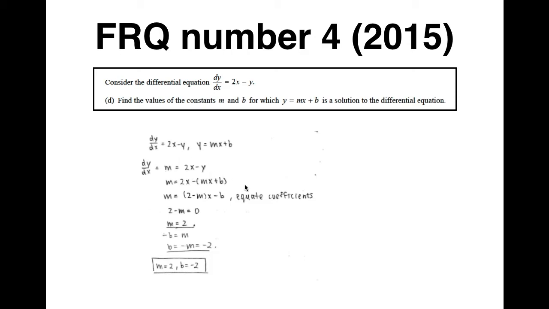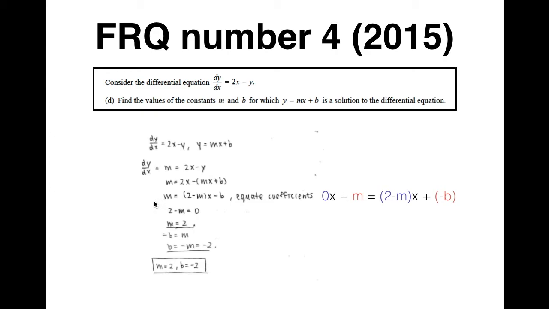After that, the student went through and substituted y equals mx plus b, so you get m equals 2x minus (mx plus b), and the student then put the like terms together, m equals 2 minus m times x minus b. What can we do from here? Equate coefficients. The student is obviously really strong. What does he or she mean by equate coefficients?